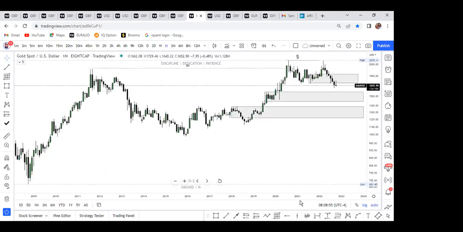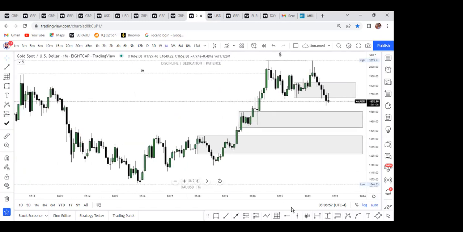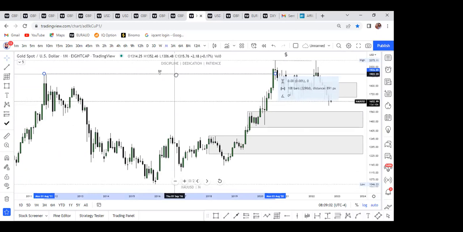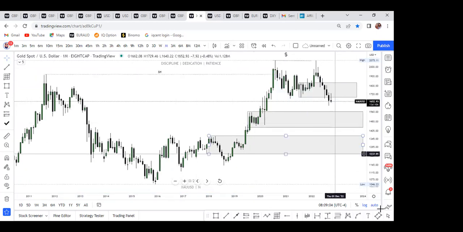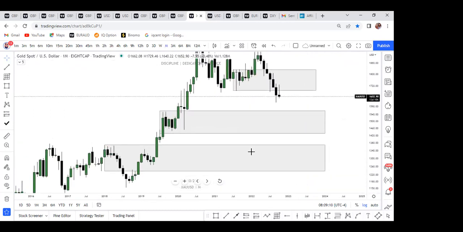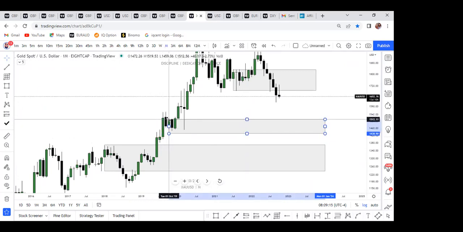Now, we are on the monthly of the range. From the monthly perspective, you can see where we have that 8-month order block. We have a bearish candle that has been fully mitigated. What did I say? Fully mitigated.